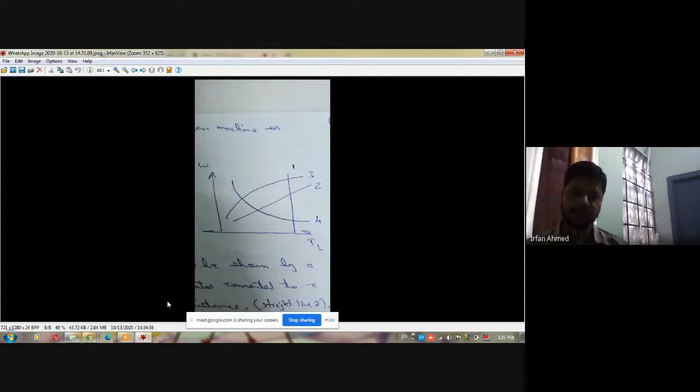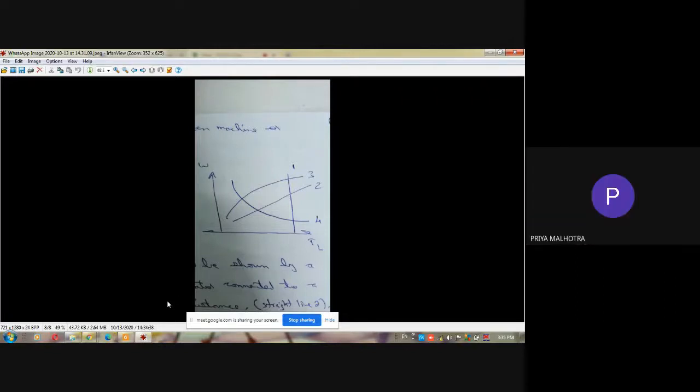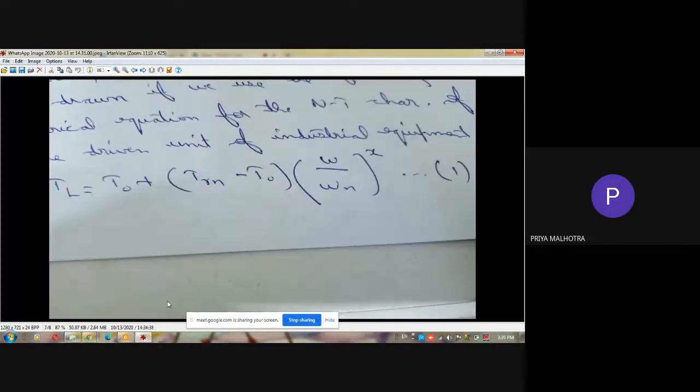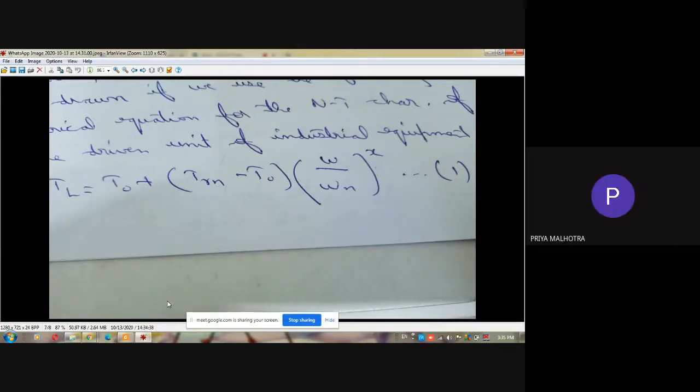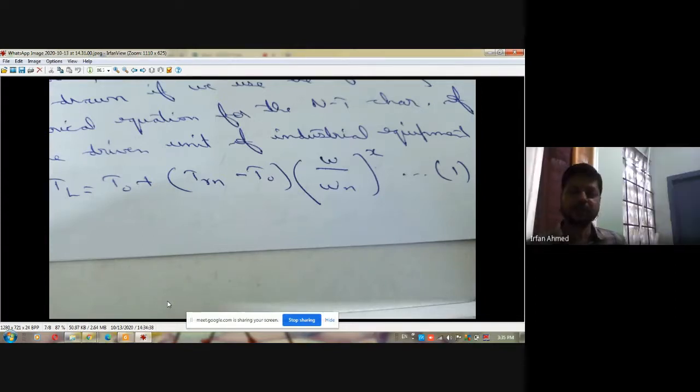The last characteristic, curve number 4, non-linear falling characteristic. What is the value of x now? Minus 1. If you put x equal to minus 1, torque will be inversely proportional to the speed. Okay? You get curve number 4.